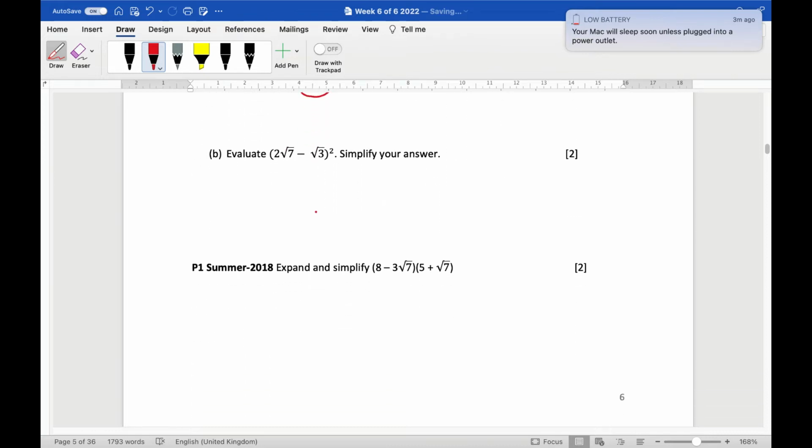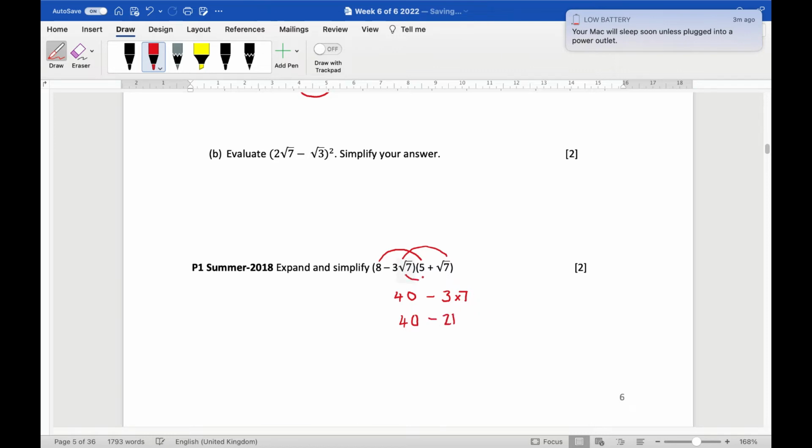All right. You can try this one, but I'll try this one. 8 times 5 is 40. This times this. It's minus, first of all, 3. But the square root of 7 times the square root of 7 is 7. But it's not 37. It's minus 3 times 7, isn't it? So let me write that again. It's 40 minus, and actually that's 21.